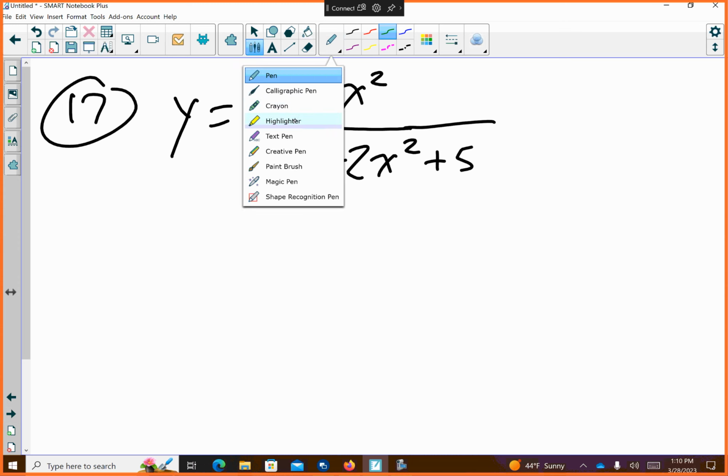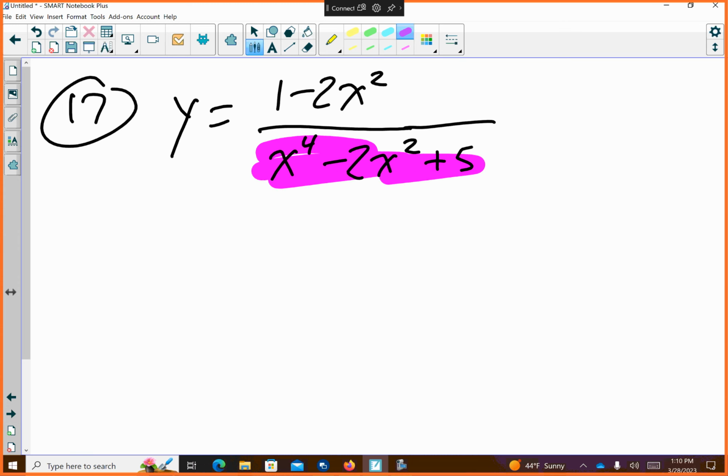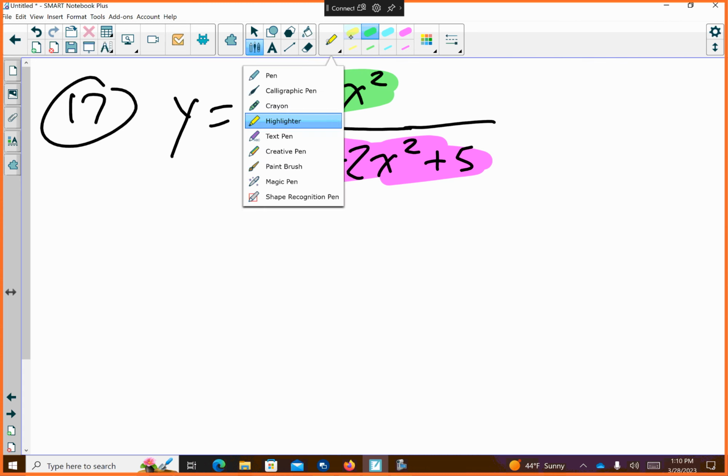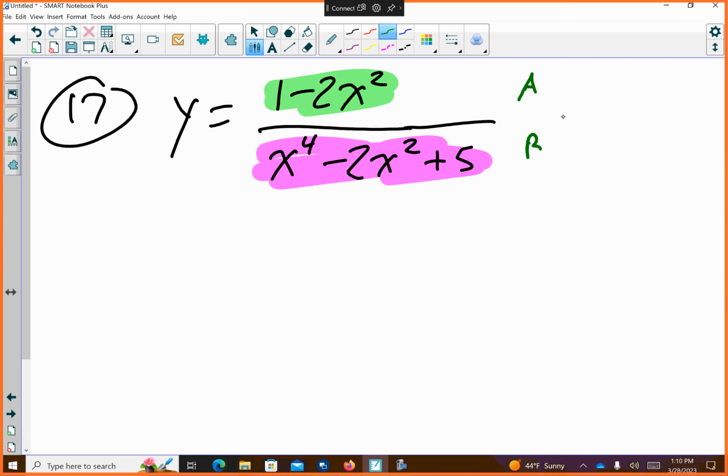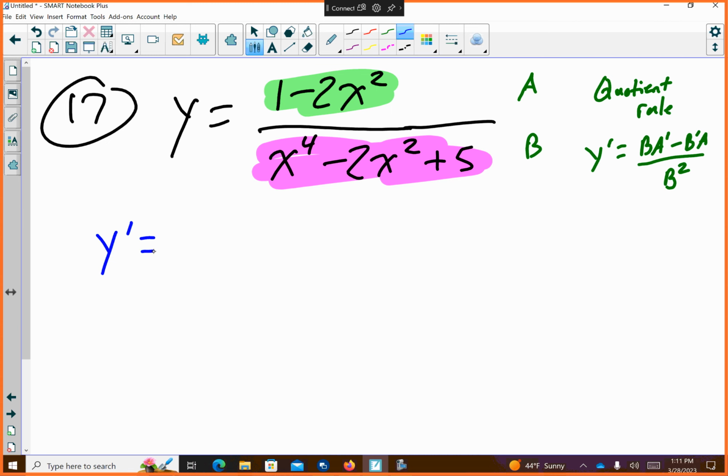Then number 17. Let's highlight the top and bottom. That's the bottom. That's the top. Call the top A. Call the bottom B. Quotient rule. It's going to be y prime equals the bottom times the derivative of the top minus the derivative of the bottom times the top all over the bottom squared. Okay, so let's walk through it. Ready? Y prime. B is just this.